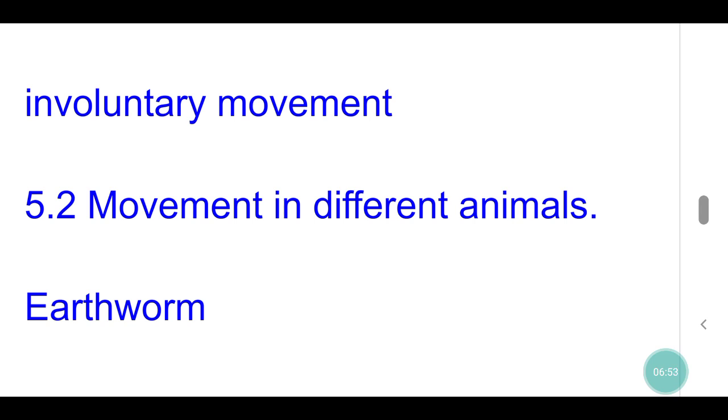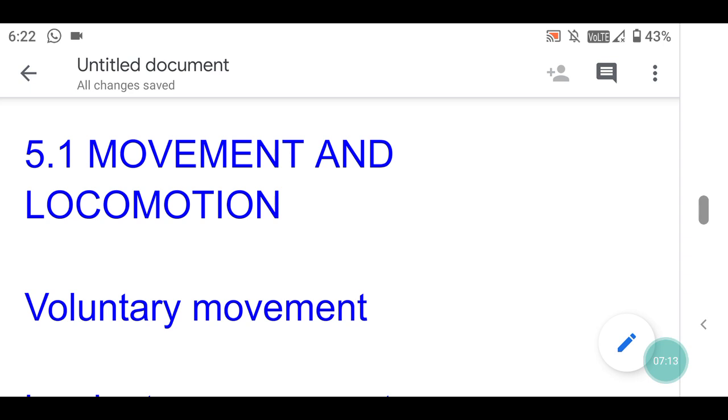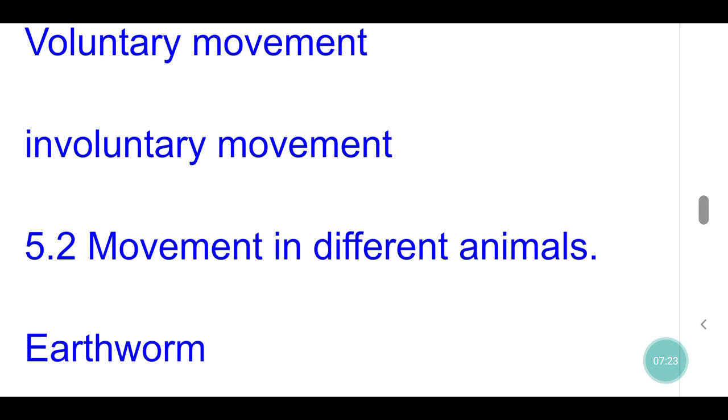Now, movement in different animals. There are many animals given in our book: earthworm, cockroach, birds, snake, fish. How these animals move is given as example. Let us see one by one. Movement is one of the significant features of living beings. This is the basic mechanism used in the majority of the vertebrates, including human. Animals exhibit a wide range of movements. In this part, let us study about movements in different animals.